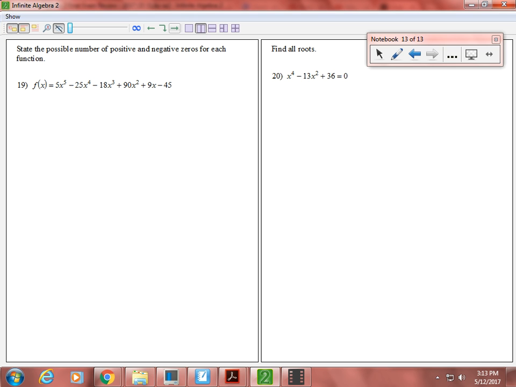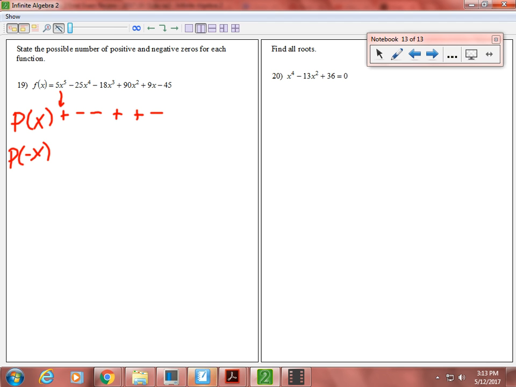So for this one, we need to do Descartes. Remember that Descartes has to do with p of x and p of negative x. So with those, I have to decide on my sign changes. My sign changes are going to be positive, negative, negative, positive, positive, negative. That just comes from the equation.